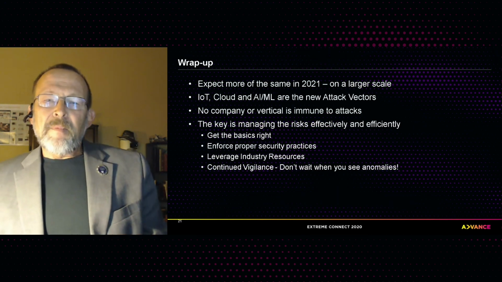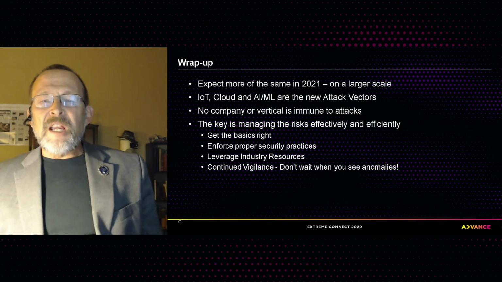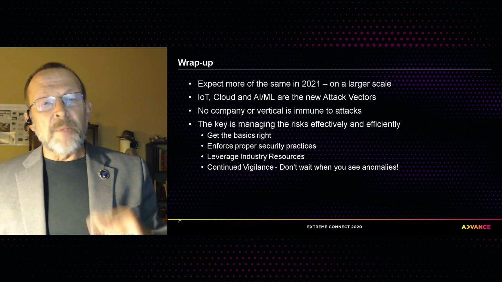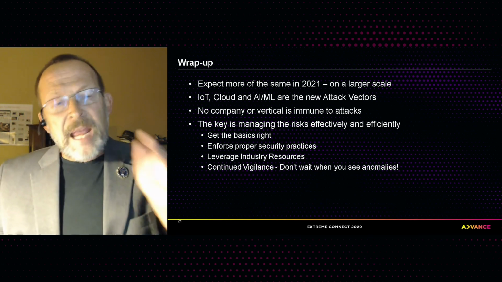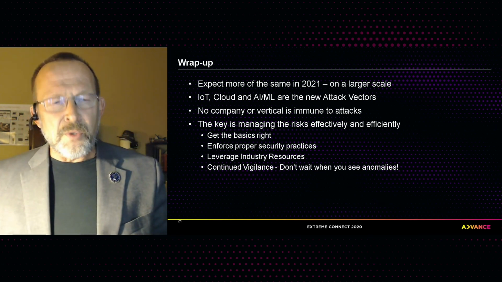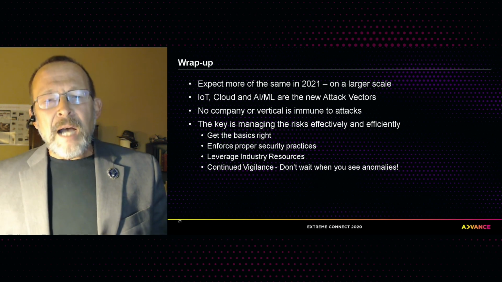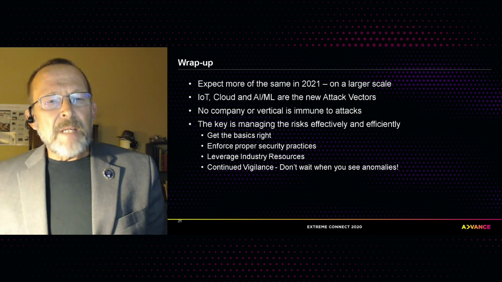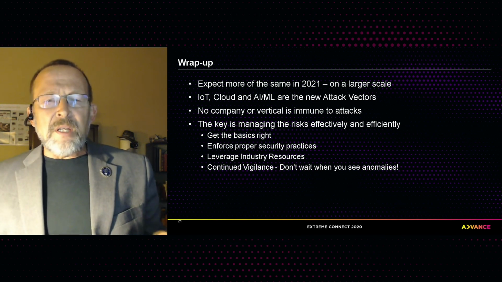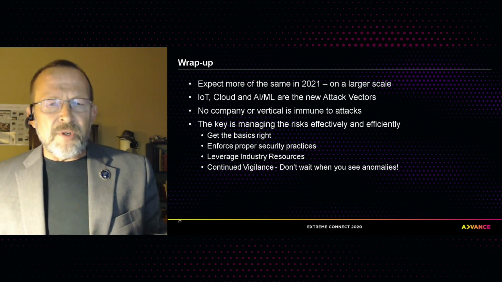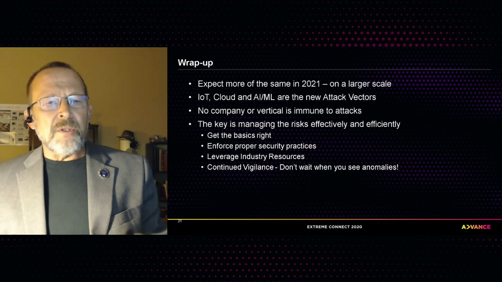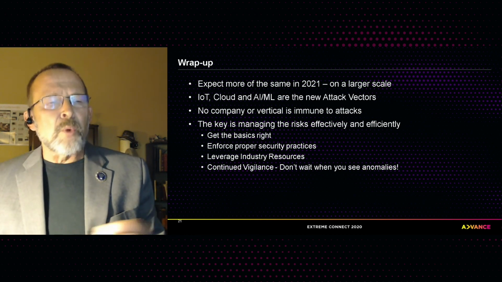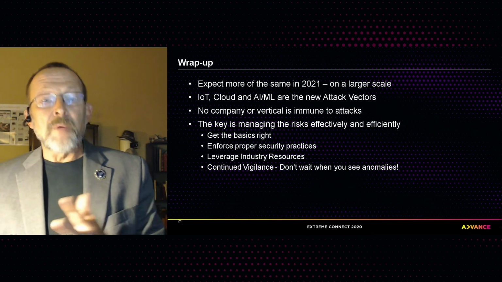To wrap up, expect more of the same in 2021, except potentially on a larger scale. Remember, by the end of 2021, we're going to have 10 times more devices than users on the internet. IoT, cloud, AI, ML, they are the new attack vectors. Attackers are using IoT, they're using cloud as potential vectors of attack, and they're also starting to use AI and ML to enumerate your network and your topology. So they're growing more advanced just along with us.